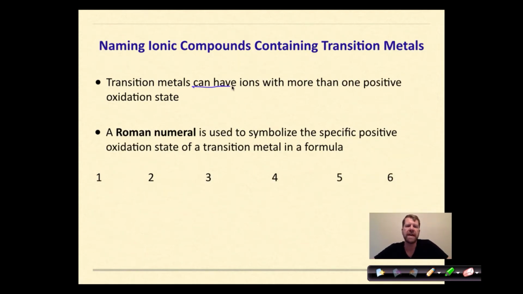Transition metals can have ions with more than one positive oxidation state. A Roman numeral is used to symbolize the specific positive oxidation state of a transition metal in the formula. The transition metal positive ions we deal with typically go up to a maximum of +7. So we need to know the first 7 Roman numerals, and they are for 1, 2, 3, 4, 5, 6, finally 7. Those are not on your reference table. You should be familiar with them.